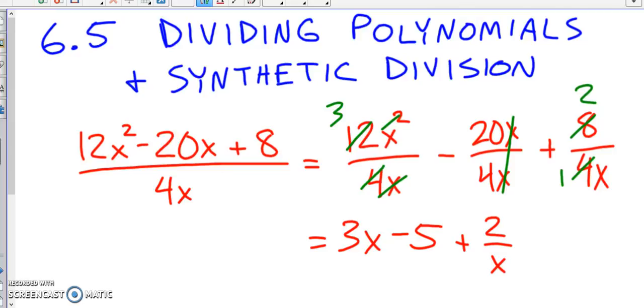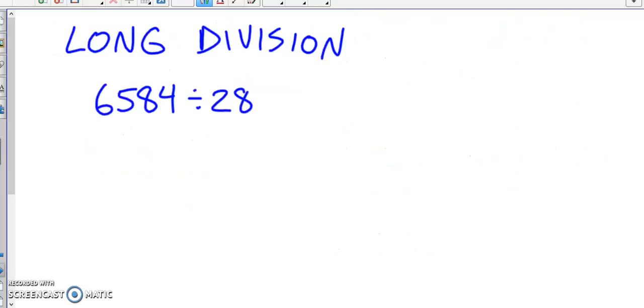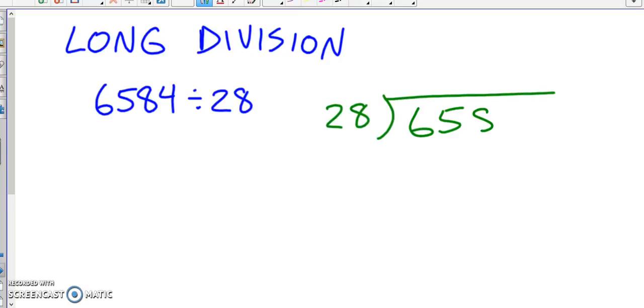So in order to go further, we need to recall how to do long division with just numbers. Some of you probably haven't done this without a calculator in years. But let's say I want to take 6,584 and divide it by 28. So I put the 28 here, I've got this little division symbol, and I've got 6,584 here. By the way, the 28 is known as the divisor, and the 6,584 is known as the dividend. It's the thing you're dividing into.